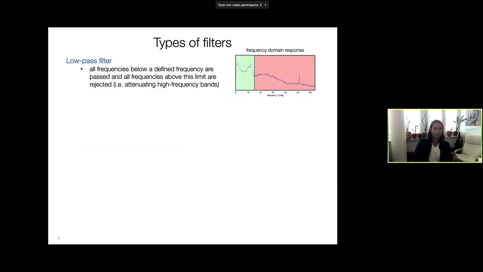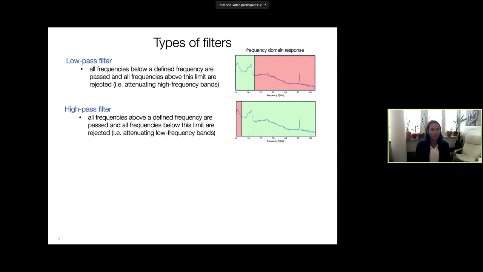We distinguish between low-pass filters, which allow frequencies to pass below a specific threshold and reject the frequencies above the threshold. And then we have high-pass filters, which do the opposite: they pass frequencies above the specific threshold and reject all frequencies below this threshold.